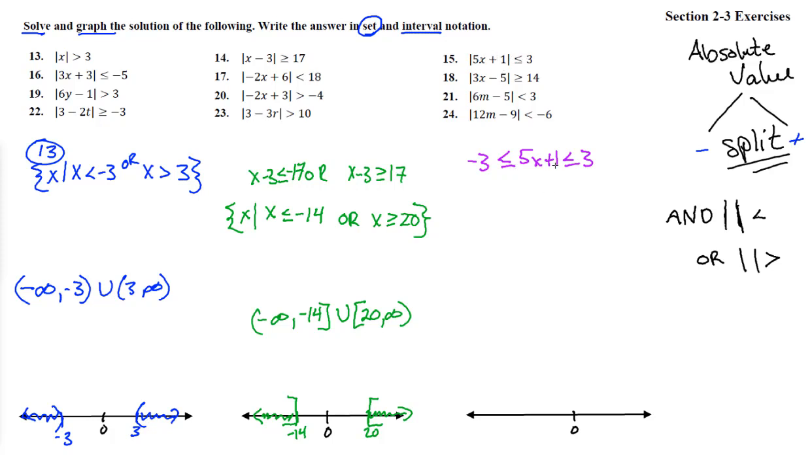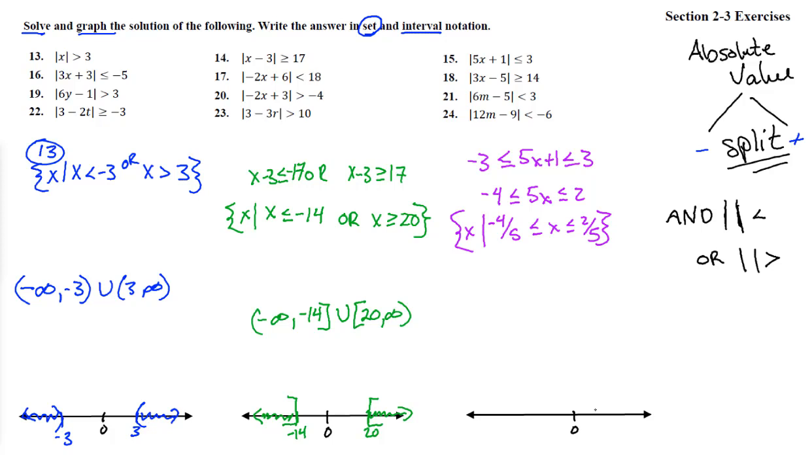Notice that this 5x plus 1 has to be trapped in between 3 and negative 3 in order for this to work. So we subtract 1 from all three sides, and we get negative 4 less than or equal to 5x less than or equal to 2. And then divide by 5, and we get negative 4/5 less than or equal to x less than or equal to 2/5. This is the set notation of our solution right here.